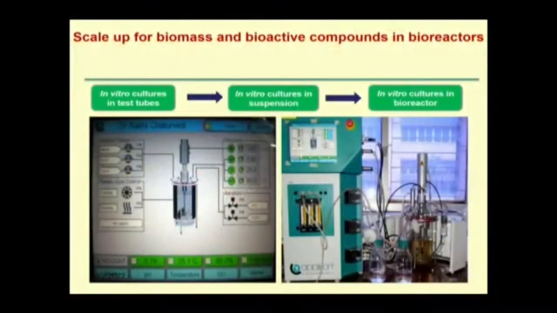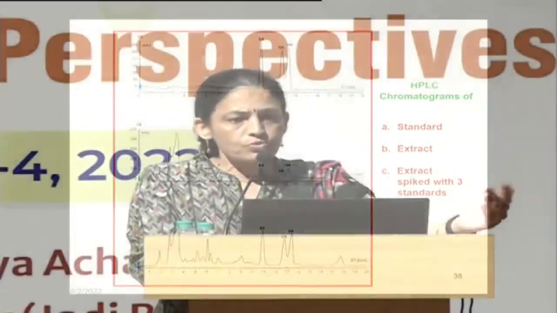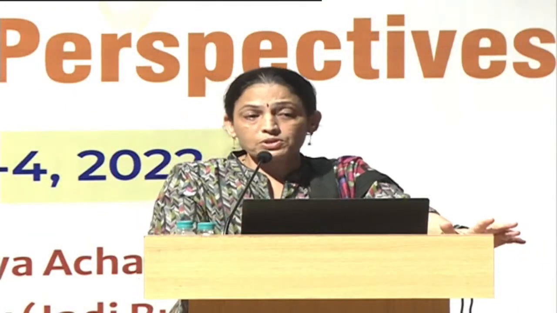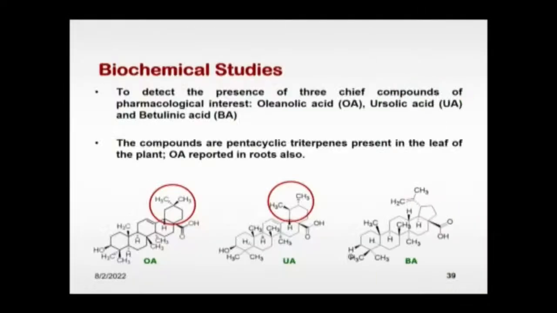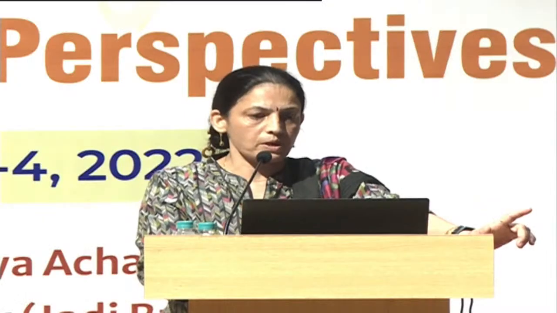The commercialized scale of production of the cell biomass can be done in reactors, from 3 liter, we can grow slowly to 5 liter, 10, and then 100 liter reactors. With this procedure, we found three compounds. They were pentacyclic triterpenoids. They were very difficult to synthesize. It's a long chain carbon molecule. Chemists find it very difficult to synthesize. So the alternative is to get the cell biomass.